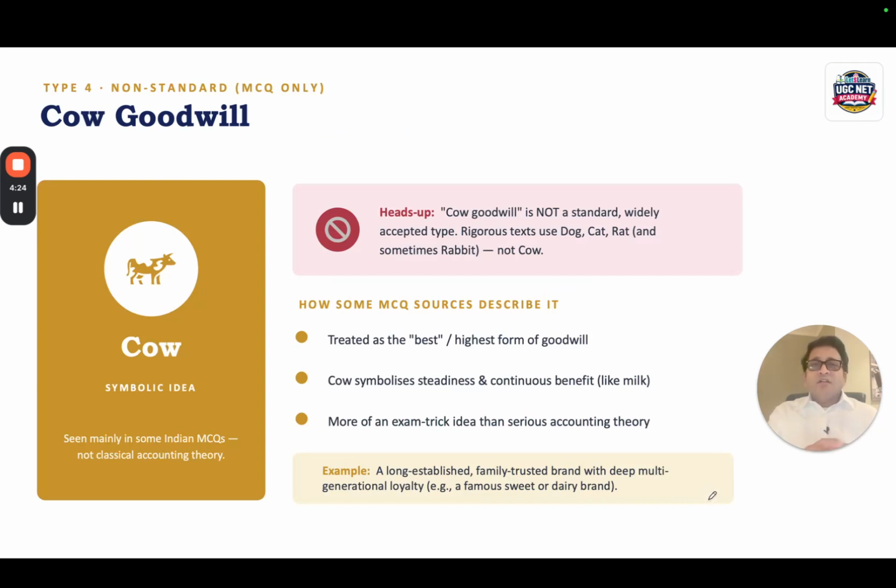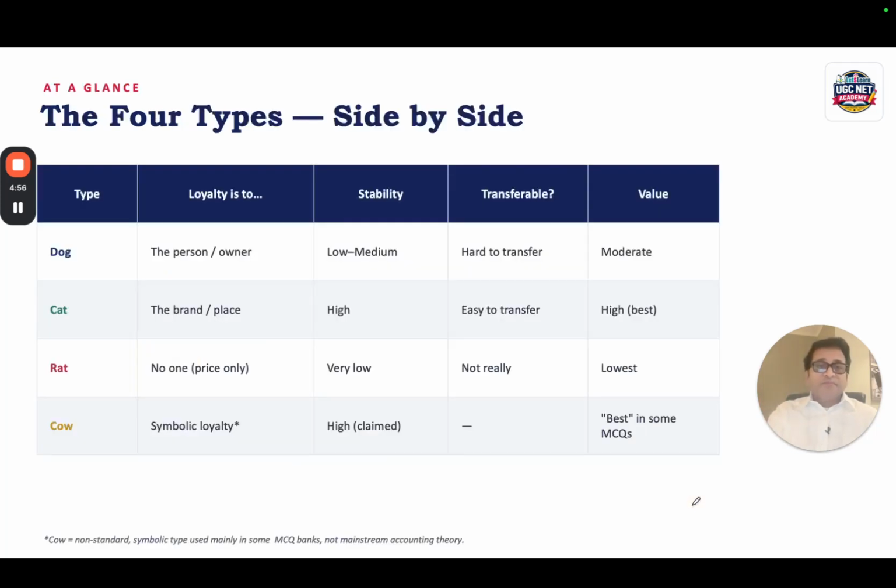The next goodwill is cow goodwill. It is not a standard at all, but a widely accepted type. It gives you some kind of steadiness. It gives you continuous benefit. Most of the exam candidates get confused between cat goodwill and cow goodwill. If you want to compare which one is the best goodwill among these 4, the first priority should be given to cat goodwill, and the second priority will be cow goodwill.